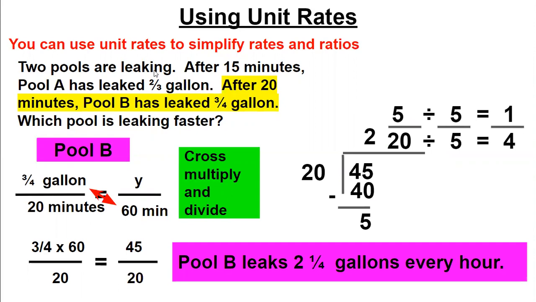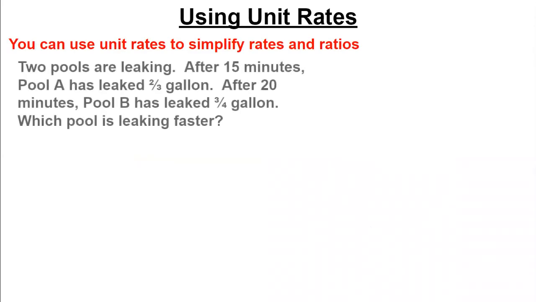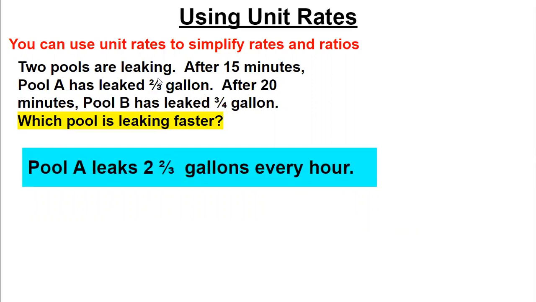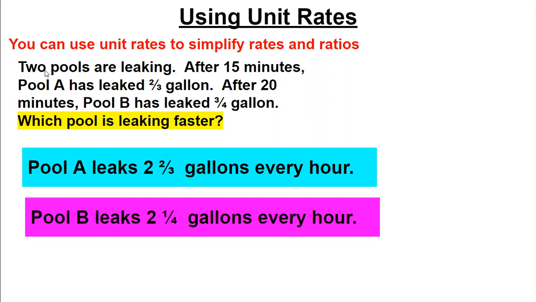So now let's compare pool A to pool B. Now that we figured that out, which pool is leaking faster? Pool A leaks 2 2/3 gallons every hour. Pool B leaks 2 1/4 gallons every hour. Which one's leaking more gallons? Which is bigger, 2 2/3 or 2 1/4? What's the bigger number?